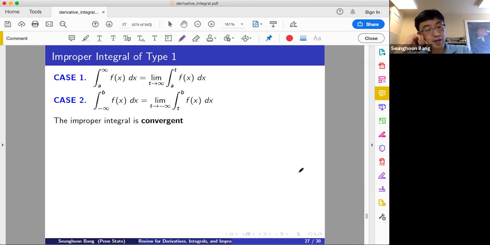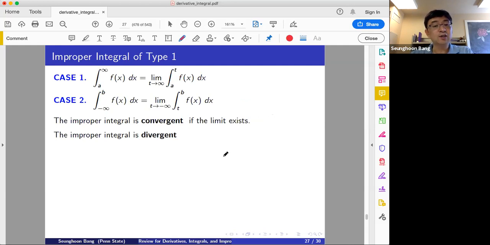The improper integral is convergent. What does it mean? The limit exists. What does exist mean? The value is finite. It's a finite number. The improper integral is divergent if the limit does not exist. What does that mean? The limit is infinity, minus infinity, or sometimes oscillates. So like this, the improper integral is divergent.